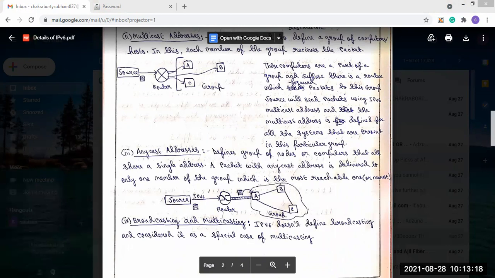These 3 systems are forming a group. Now there is a router present and there is a source also present. Let's say the source is sending some packet with an IPv6 Anycast address. Using the IPv6 Anycast address, the source is sending some packet, so that packet will go to the router.